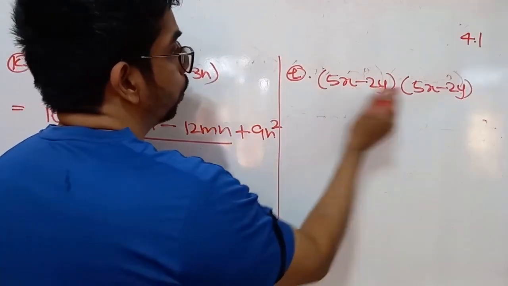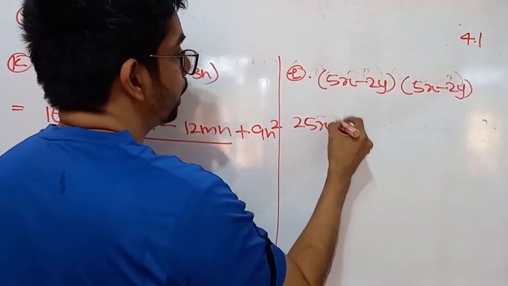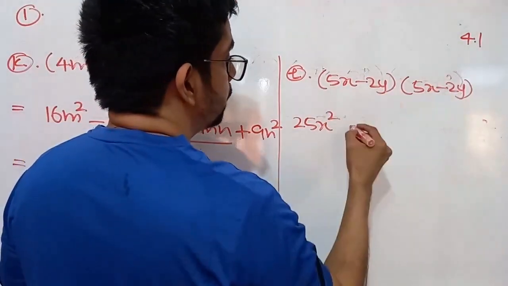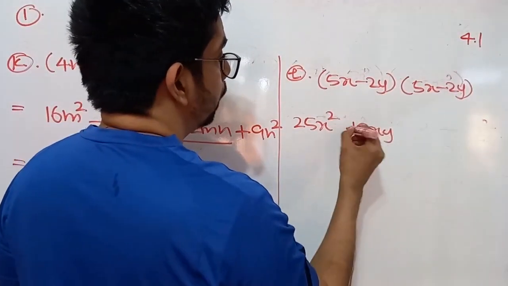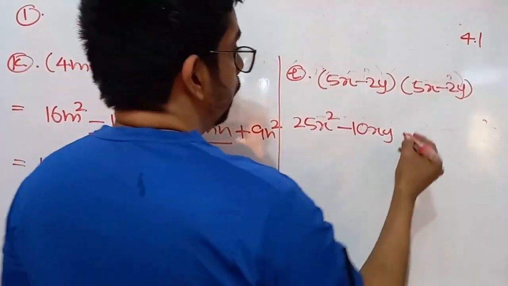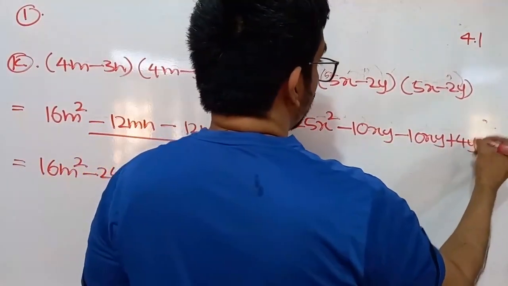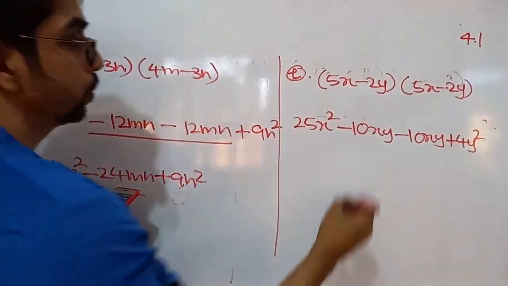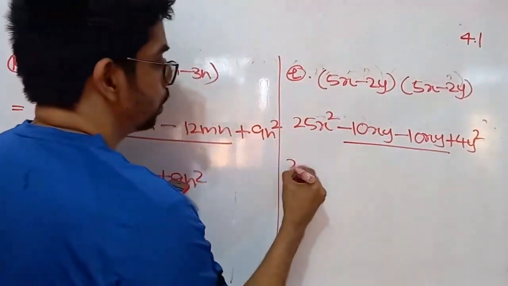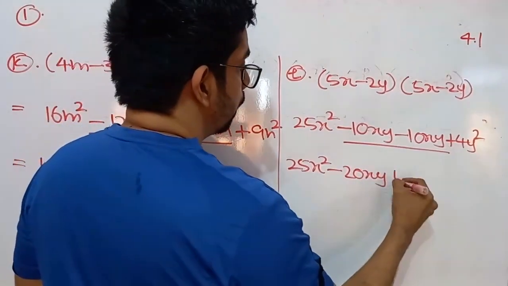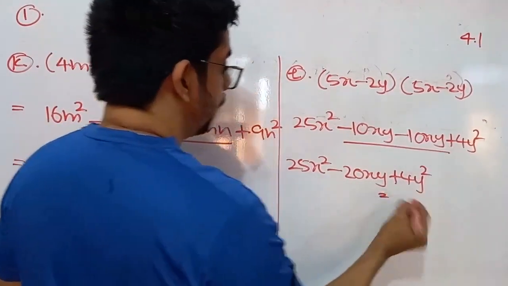Right? So here we have what? 25x squared. Then 5 times 2, that is 10xy. Negative 10xy. Again we have negative 10xy. Then 4y squared. So here these two are what? Like terms. So 25x squared negative 20xy plus 4y squared. So that is the answer.